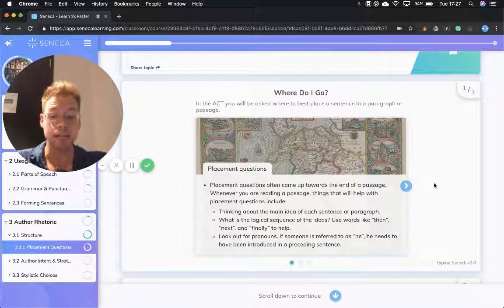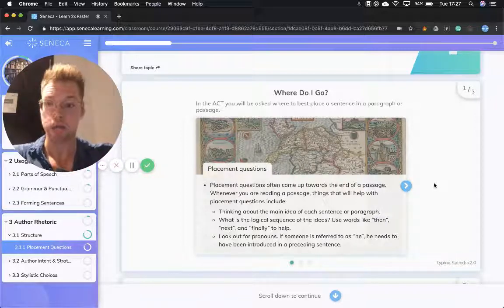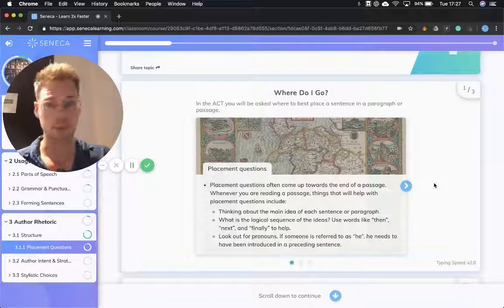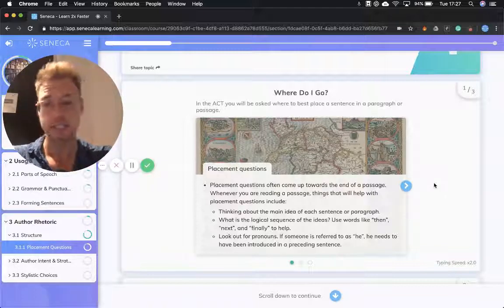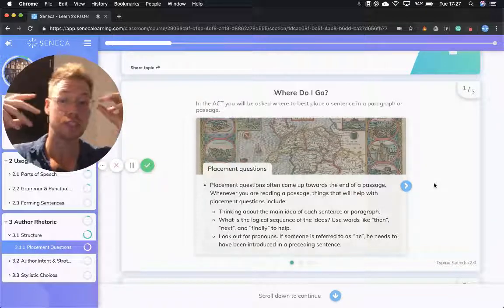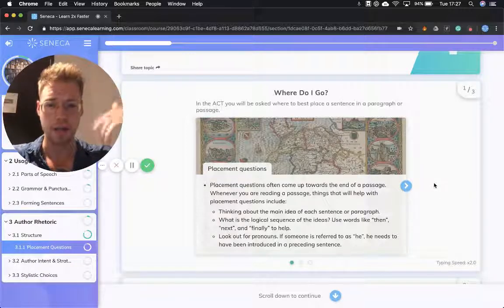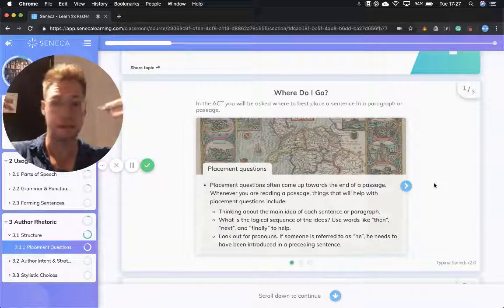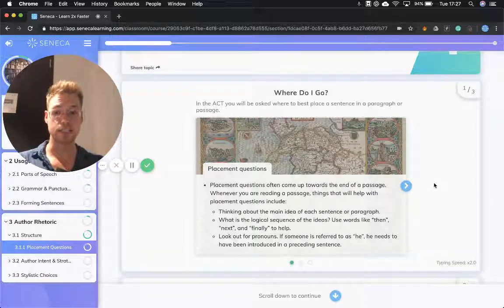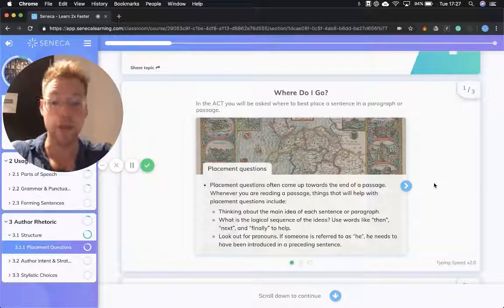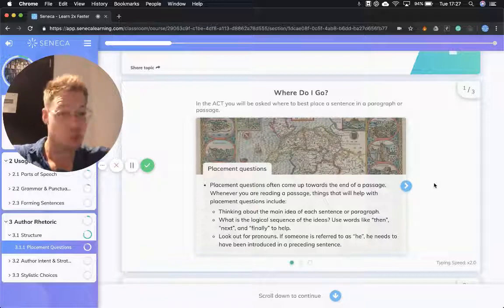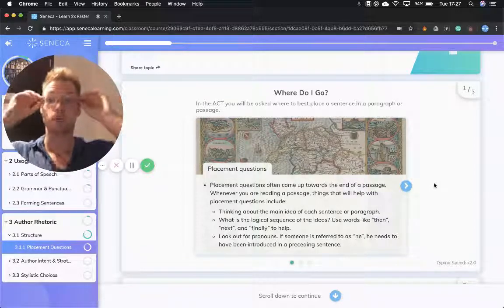Firstly, you want to be thinking about the main idea of each sentence or paragraph. When you're doing the ACT, you know a placement question is coming up because you'll see those cute little numbers next to the sentences. So when you're reading those, read each sentence and think, what is the main idea of each sentence? What's the main idea of this paragraph? Then you want to be thinking about what's the logical sequence of ideas or events? And you can use words to help you. Words like then or next and finally can all help you place sentences within a paragraph. Also, another top tip is to look out for pronouns.